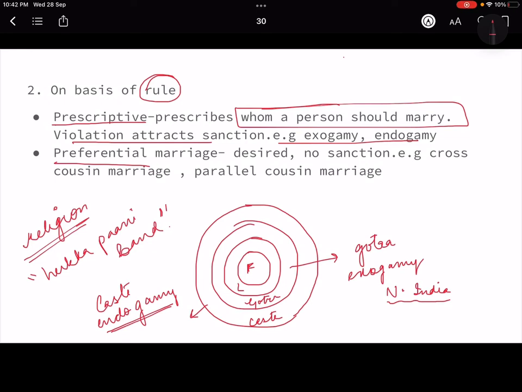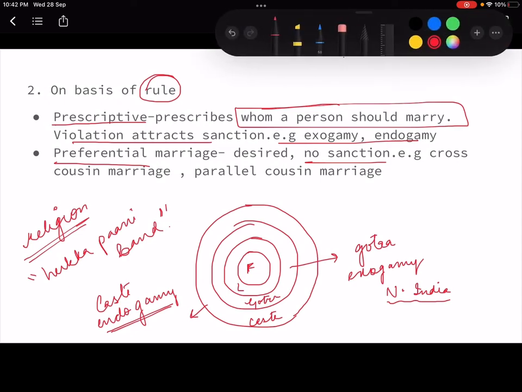Preferential is more like what is desired. There is no sanction if you do not do it. Like if you do not do it, it is not like you are going to be ostracized by the society. It's not going to happen. It is desired, but then you can prefer not to marry that way also. In this we have preferential marriages, like cross cousin marriages.